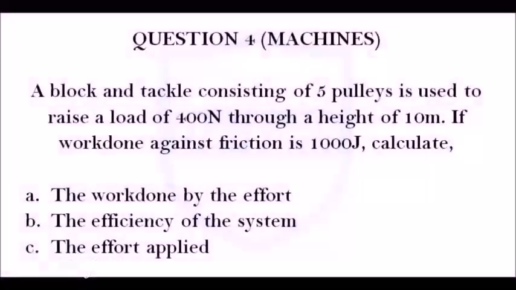Next question says, a block and tackle consisting of 5 pulleys is used to raise a load of 400 Newton through a height of 10 meters. If the work done against friction is 1000 joules, calculate A, the work done by the effort, B, the efficiency of the system, C, the effort applied.